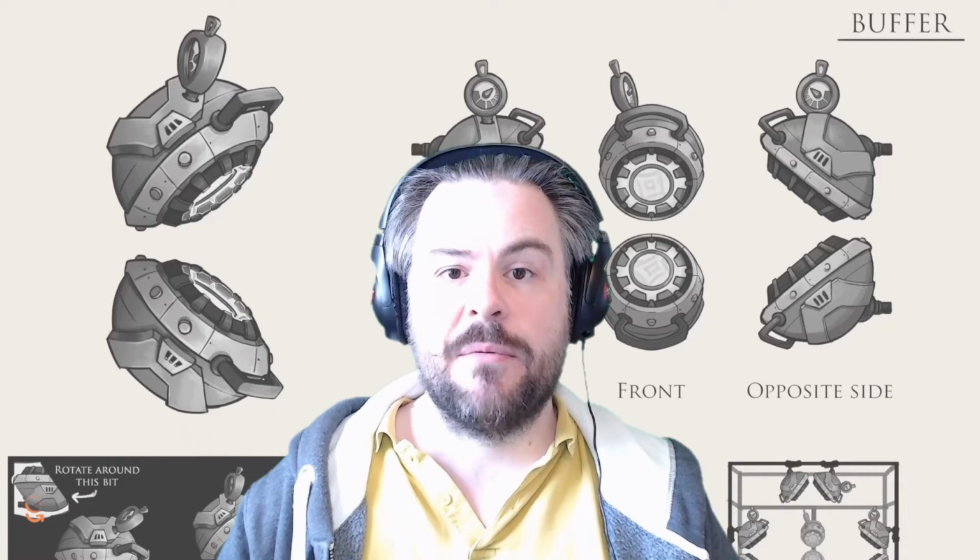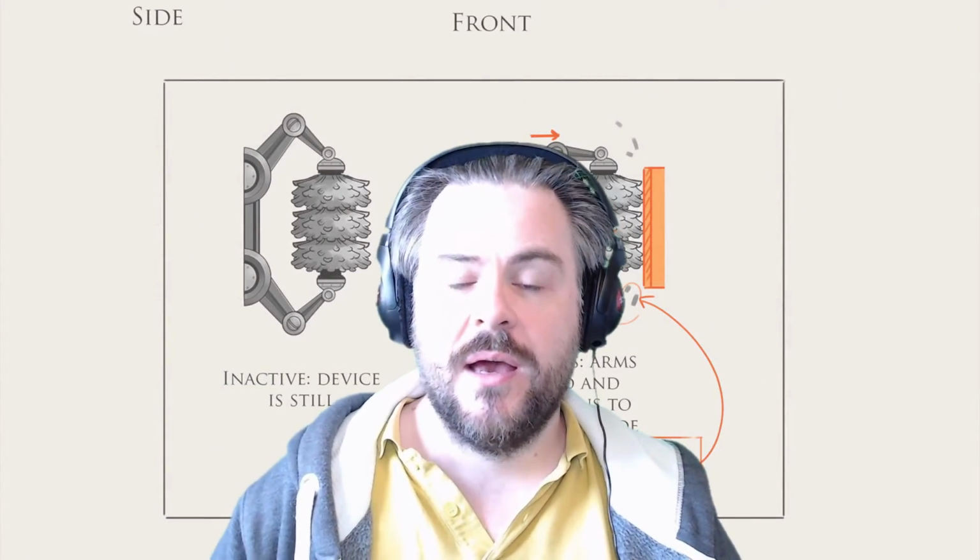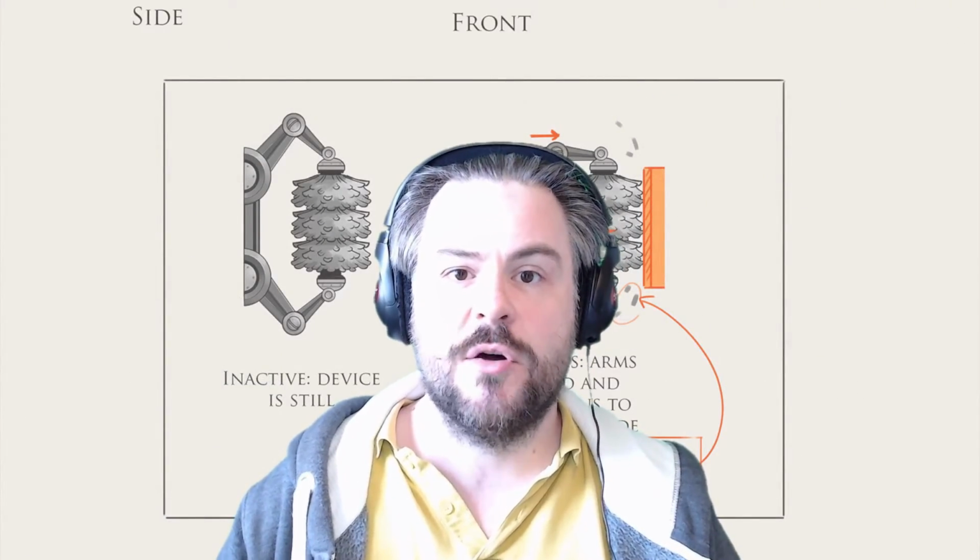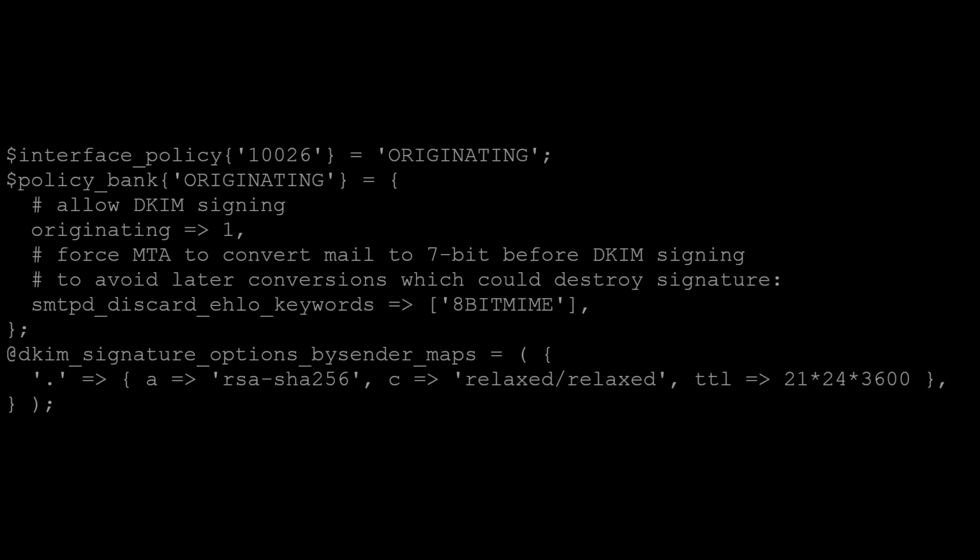The next thing to do is to get Amavis to actually start signing emails. So go back to 50-user in the Amavis config and add this lot. There are 3 parts to this. We're telling Amavis first of all that anything that comes in on socket 10,026 should be subject to the originating policy. Now that name is just a convention. Calling it originating by itself doesn't give it any special power.